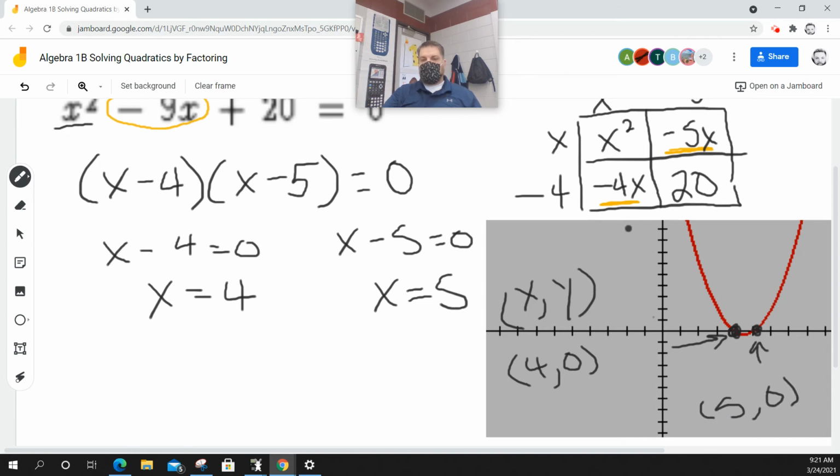And just in case you were wondering, this is the y-axis, this is the x-axis. So when I say (4, 0), that means I'm going over 1, 2, 3, 4, and going up 0. For this one, I'm going over 1, 2, 3, 4, 5. I'm going up 0. Okay? That's it on that one.